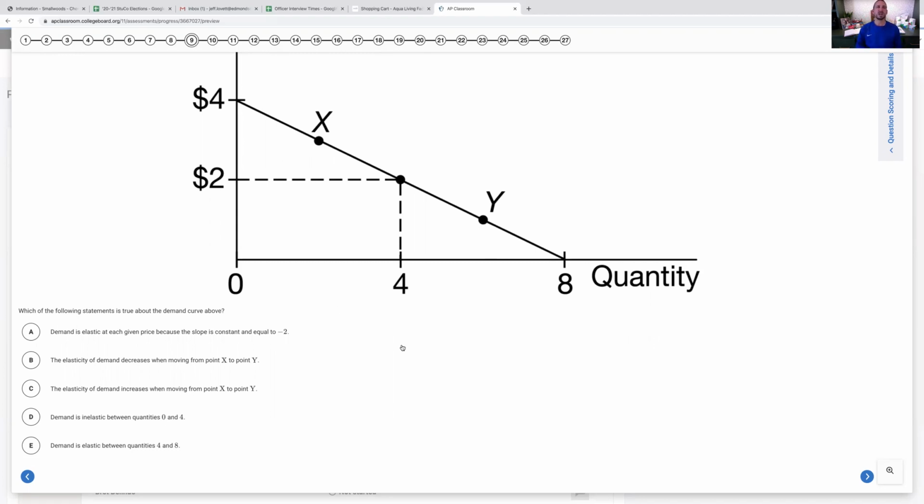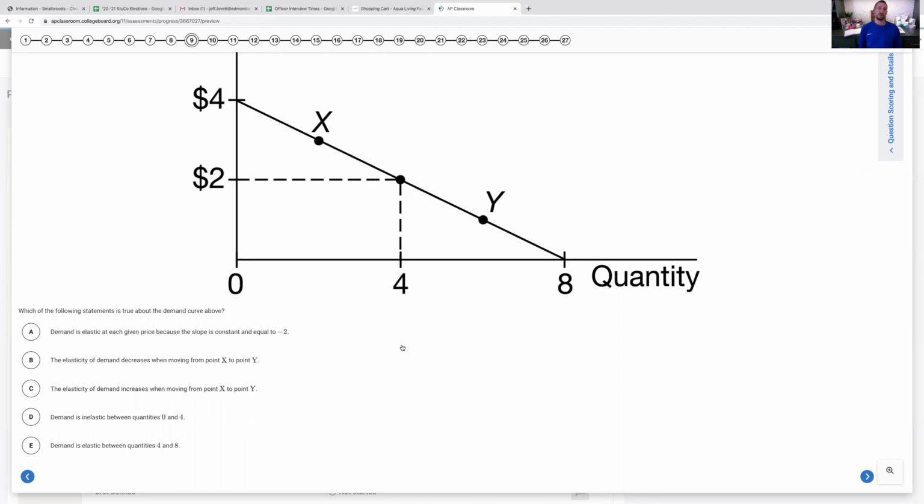But the general idea with elasticity here, and the way I would steer you to think about this question, is when the price of something goes up, the more expensive a good, generally speaking, the more elastic the demand for the good.